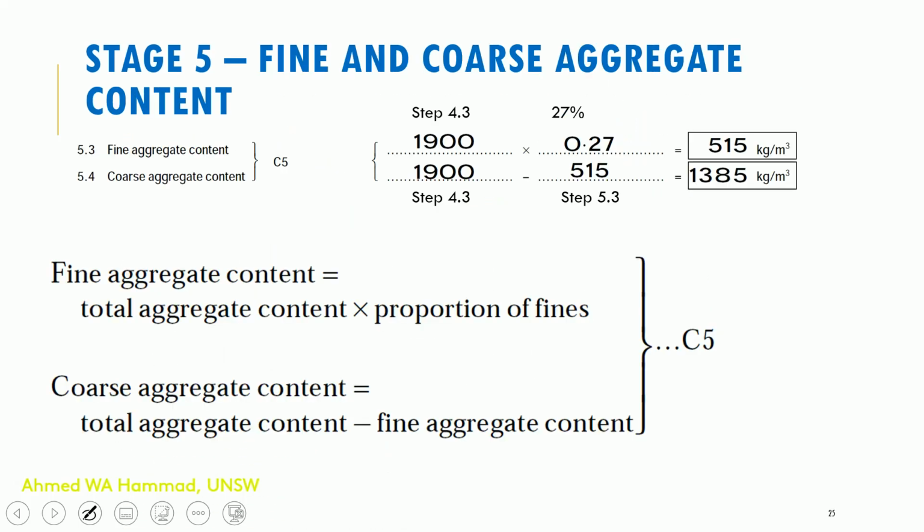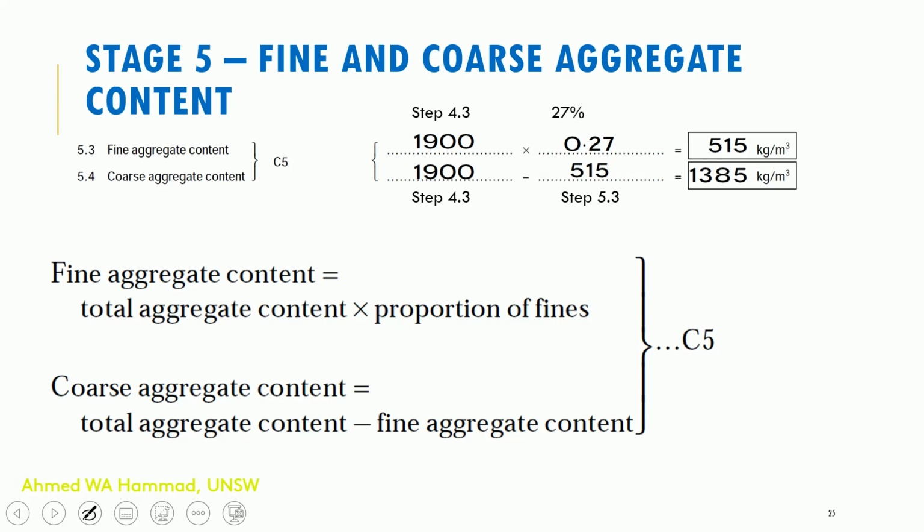Now step 5.3 is the fine aggregate content, and step 5.4 is the coarse aggregate content. To compute these, we use equation C5. Equation C5 specifies that the fine aggregate content is equal to the total aggregate content multiplied by the proportion of fines. The coarse aggregate content is obtained by taking the total aggregate content and minusing the fine aggregate content. So this is what we're going to do now.